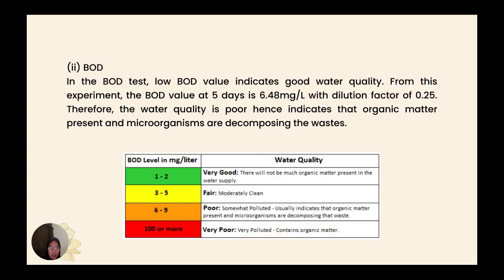The second test is the BOD test. In the BOD test, a low BOD value indicates good water quality. From this experiment, the BOD value at 5 days is 6.48 mg per liter with a dilution factor of 0.25. Therefore, the water quality is poor, which indicates that organic matter is present and microorganisms are decomposing the waste.